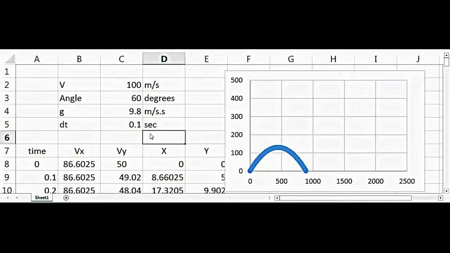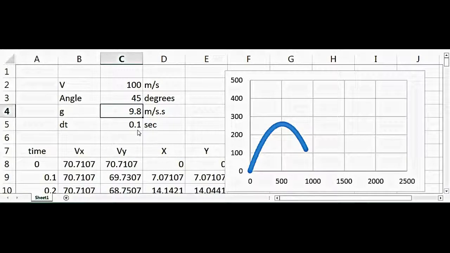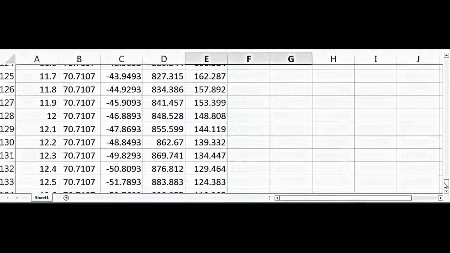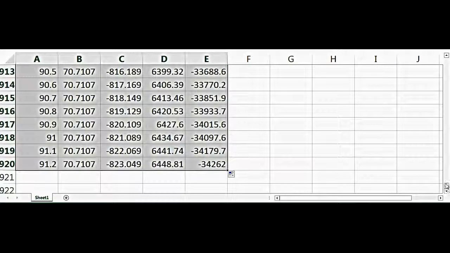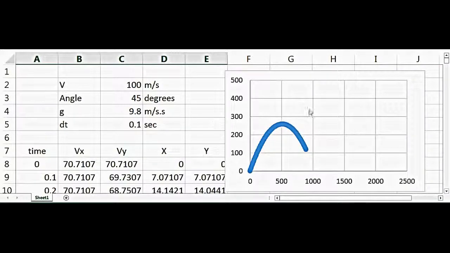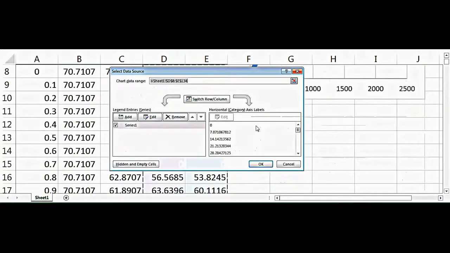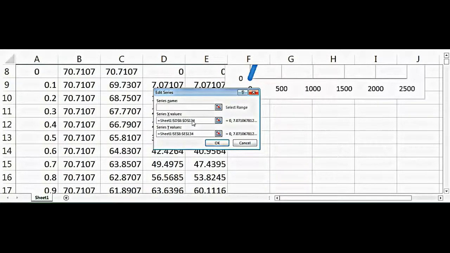So let's say the velocity angle, I change it to 45 degrees. Now you can see that the simulation is not complete, so I should simulate it more. So here I will increase the range to, suppose, 1000 points. Select data, add it, and say 6 and 6.